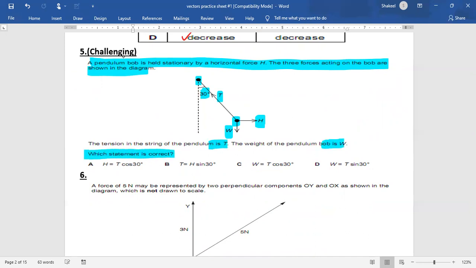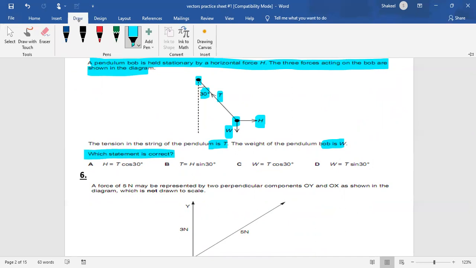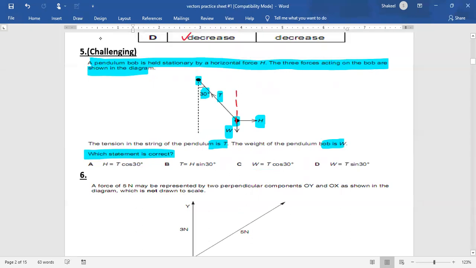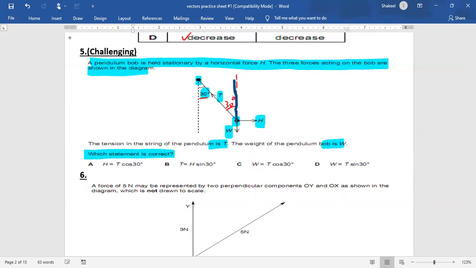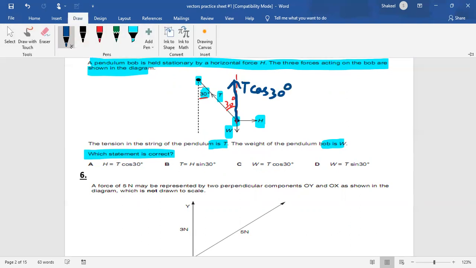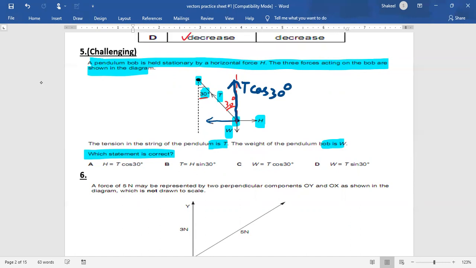Which statement is correct? So actually what we have to do is, we have to resolve this T. So let's just resolve this T. So I am drawing a vertical line over here, and if this angle is 30, then this angle should also be 30. Now I'm going to resolve T. So you know that adjacent to angle is always cos. So this is T cos 30. And then the next component is always sine. So this is T sine 30.